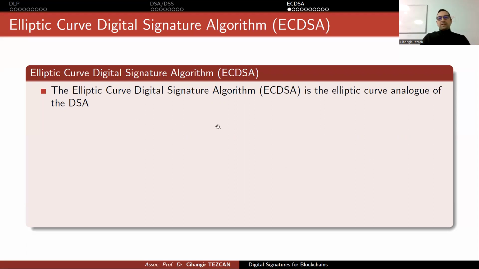The elliptic curve digital signature algorithm, ECDSA for short, is the elliptic curve analog of the digital signature algorithm. So if you know the digital signature algorithm, you simply change the group operations to elliptic curve operations. That's it. That's the whole difference.